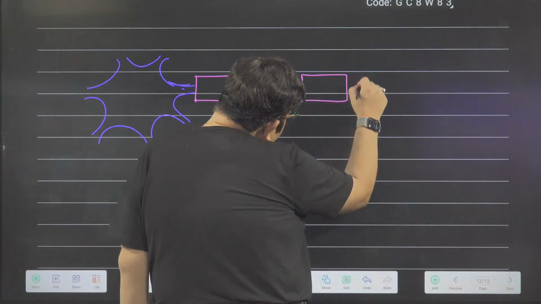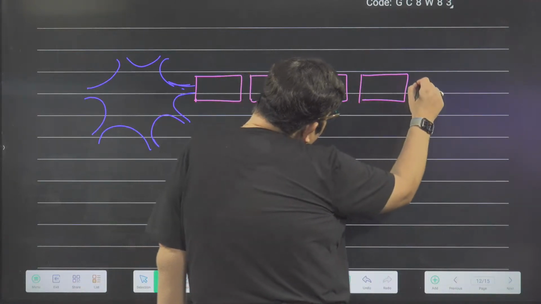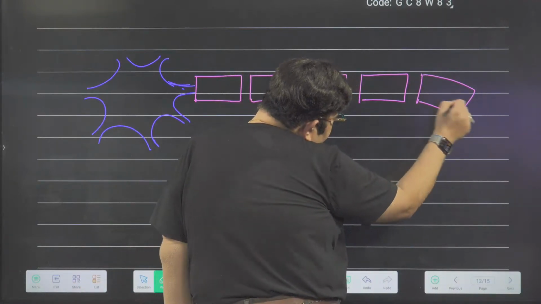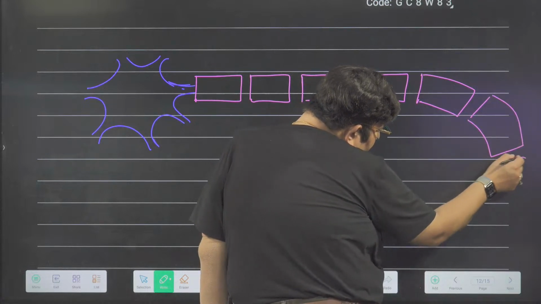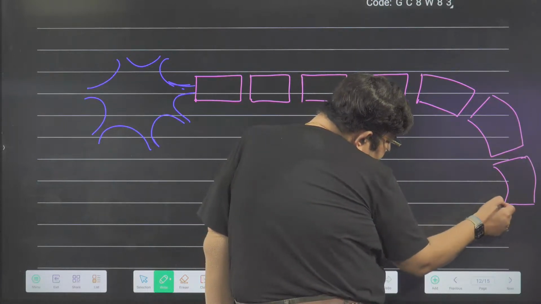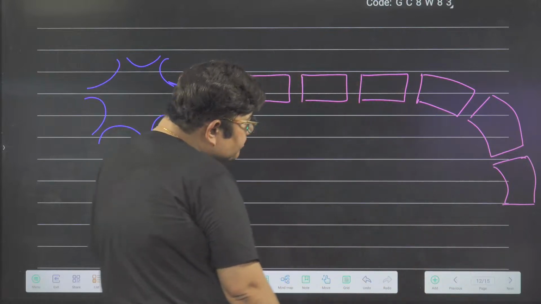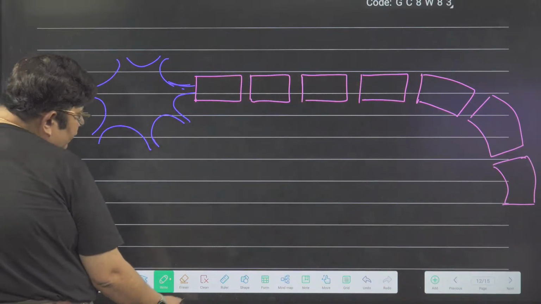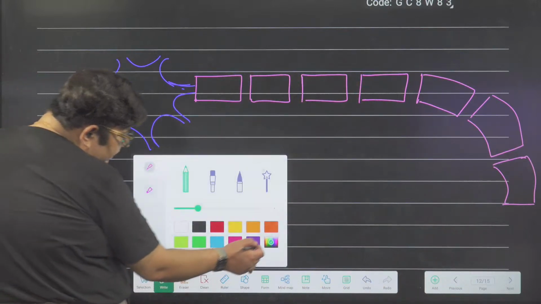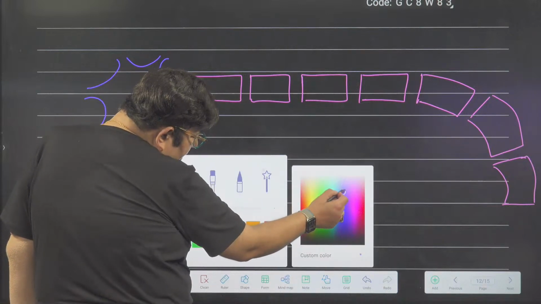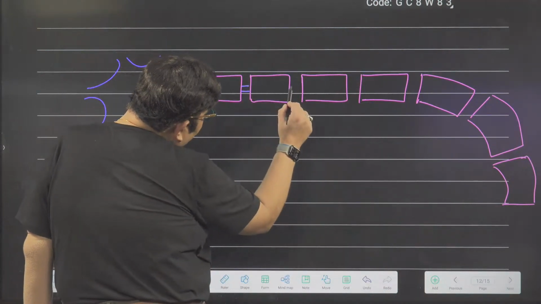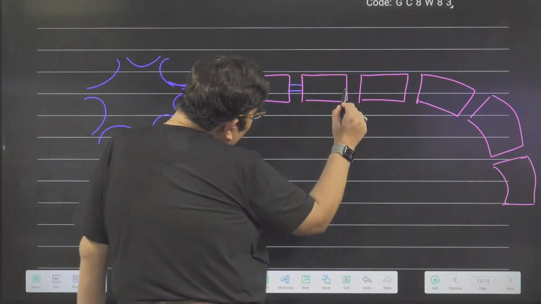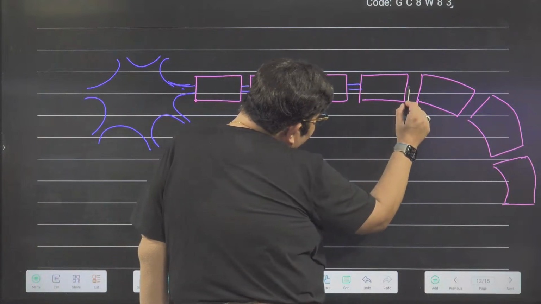Also, one more thing, children, you find that the axons are not naked. They are always covered by these special cells. Remember, this is one example of a glial cell. These cells which I am showing with these boxes are called the Schwann cells.